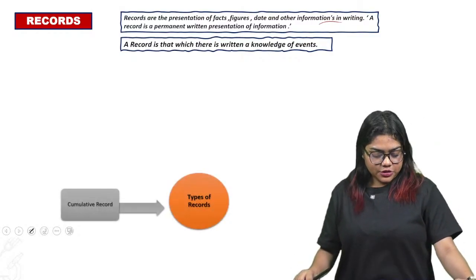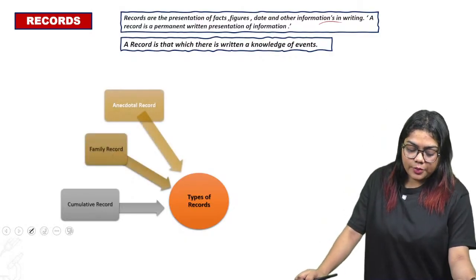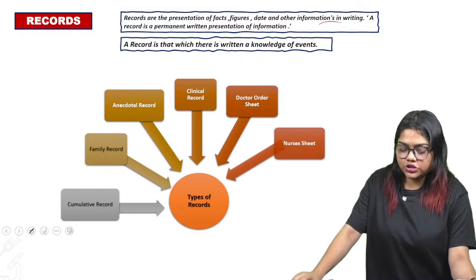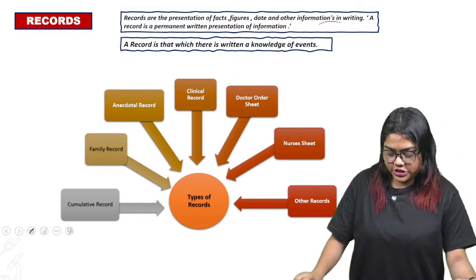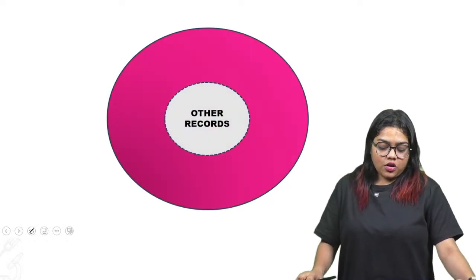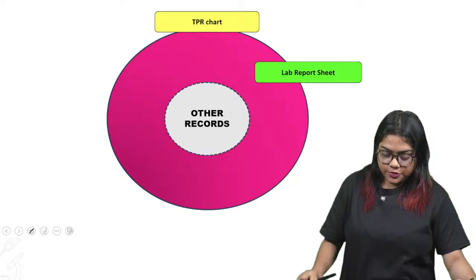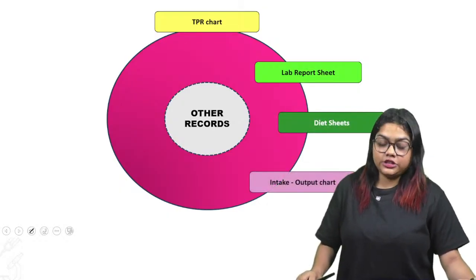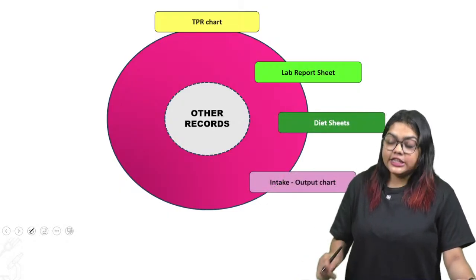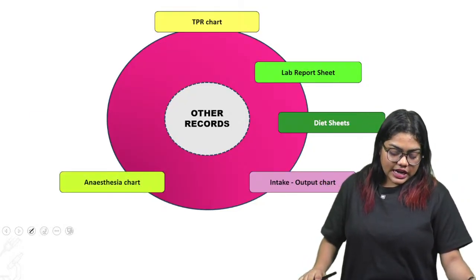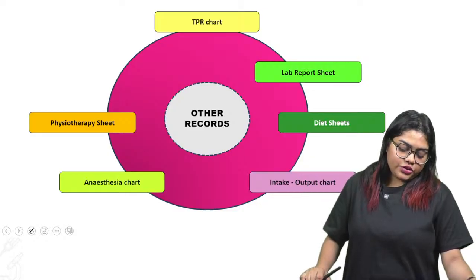Now there are different types of records: cumulative record, family record, anecdotal record, clinical record, doctor's sheet, order sheet, nurse's sheet, and other records. Other than that, we have the TPR chart, the temperature, pulse and respiration chart, lab report sheet, diet sheet, or dietary intake and output, like food and water. Then anesthesia chart, physiotherapy sheet, and special treatment sheet. So these are the other types of records.